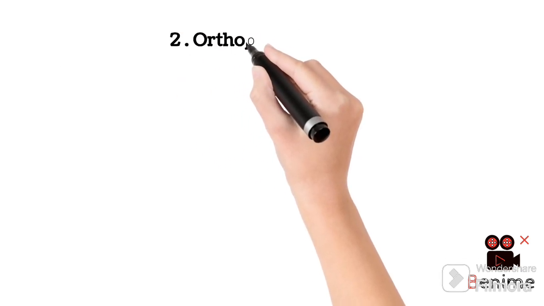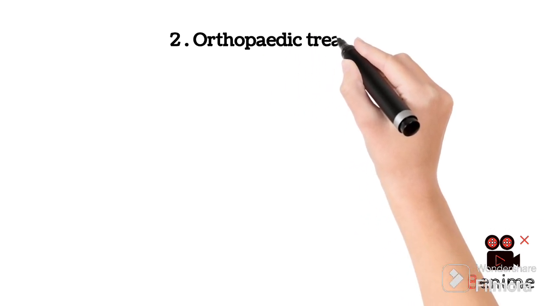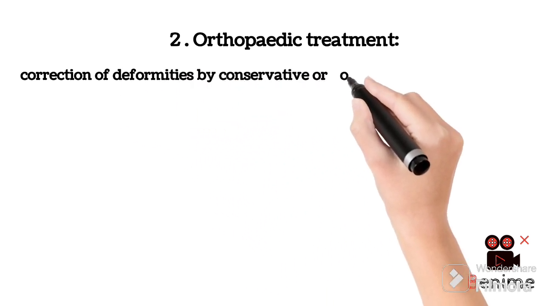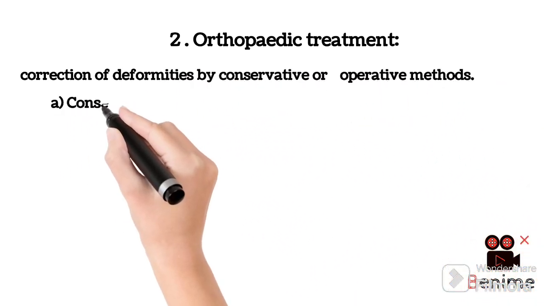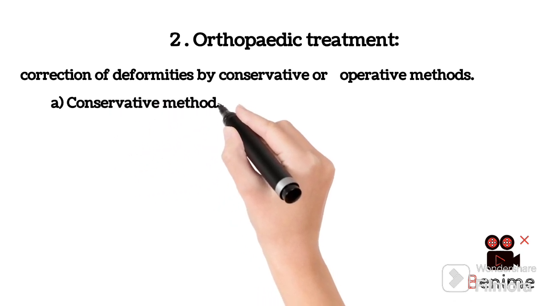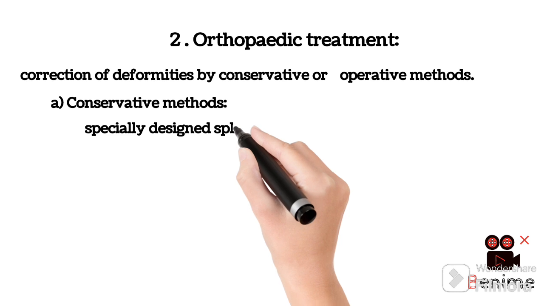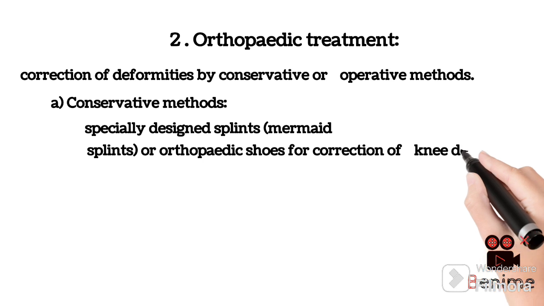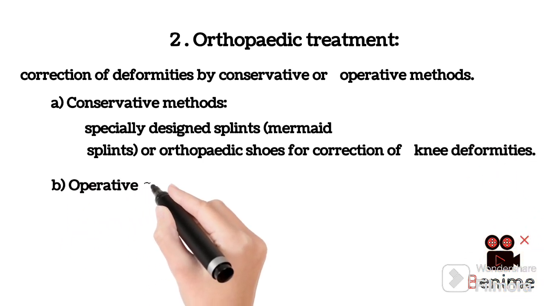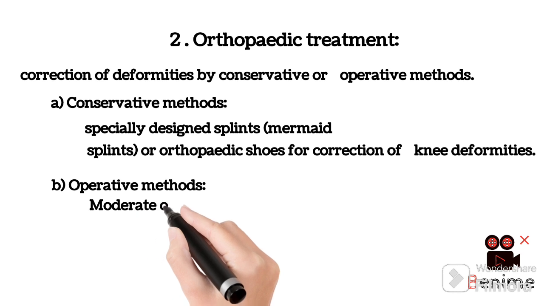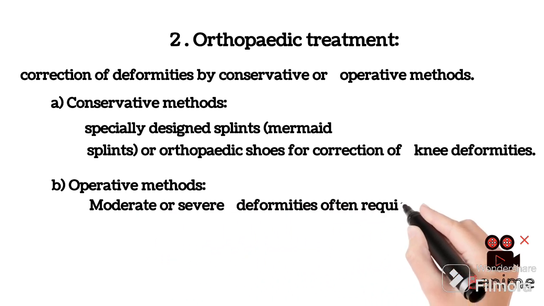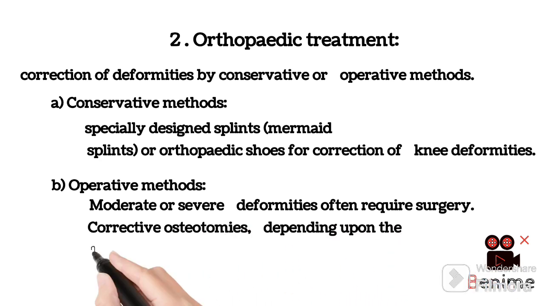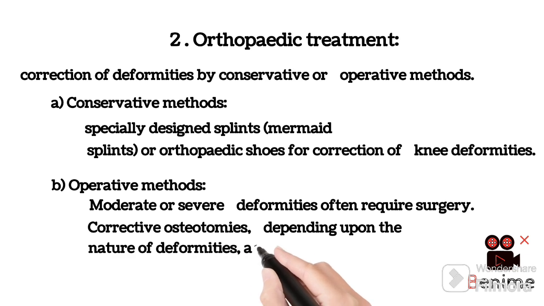Second, orthopedic treatment. The orthopedic treatment consists of correction of deformities by conservative or operative methods. First, conservative methods. It is specially designed splints like mermaid splint or orthopedic shoes for correction of knee deformities. Second, operative methods. Moderate or severe deformities often require surgery, and corrective osteotomies, depending upon the nature of deformities, are performed.